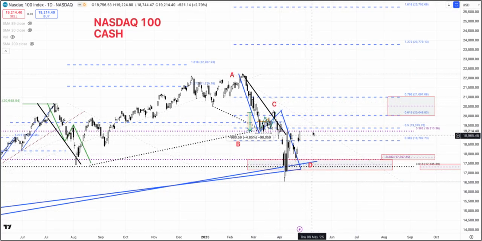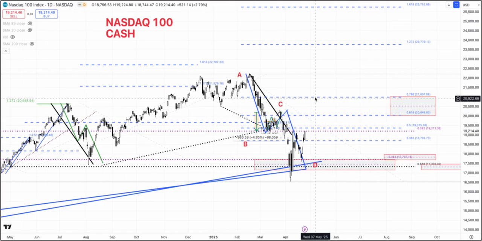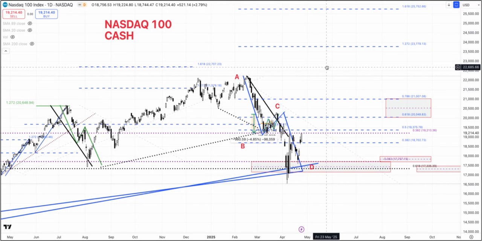But right now, I think this market has got a chance to actually move right in here, in this resistance zone, and then if it gets in here, 21,000, then the all-time highs are not too far away. Yeah, so amazing volatility.